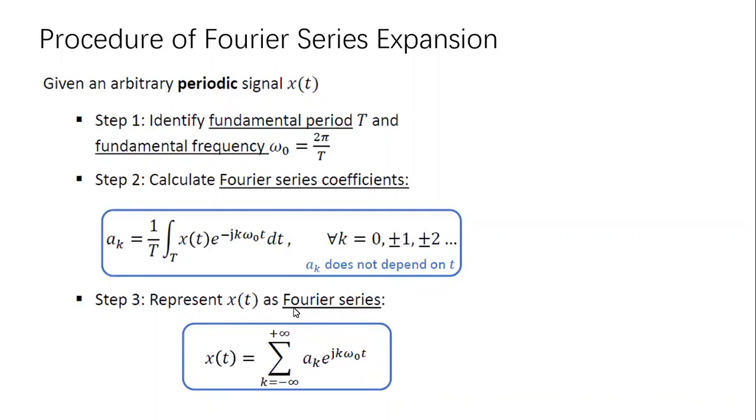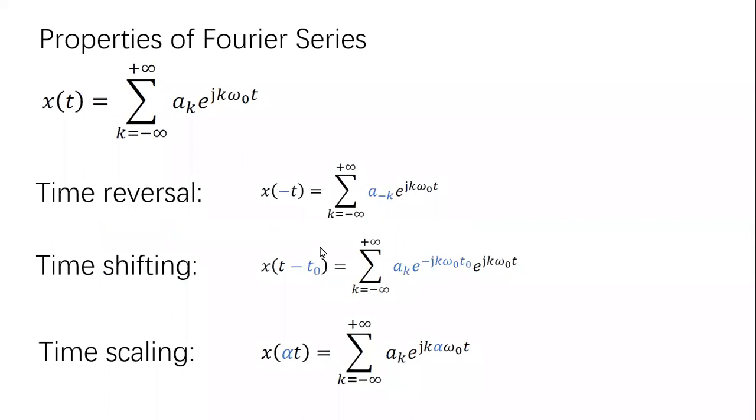So you should pay attention that when we calculate the Fourier series coefficient, the exponential here has a minus sign, and here it doesn't have the minus sign. In other words, it has a plus sign. And we also learn some properties of Fourier series.